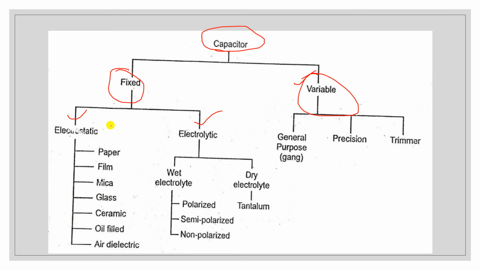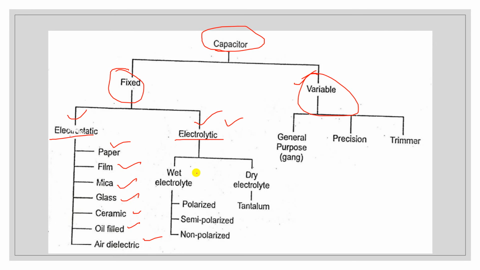In the electrostatic, the polarity is fixed, and in the electrolytic, the polarity varies. That means the non-polar type of capacitor is electrostatic, and the polar type of capacitor is known as electrolytic. In the electrostatic, according to the dielectric material, paper, film, mica, glass, ceramic, oil filled, and air dielectric are used. Then the electrolytic is wet electrolytic and dry electrolytic. Wet electrolytic is polarized, semi-polarized, and non-polarized. In the dry electrolytic, tantalum material is used.